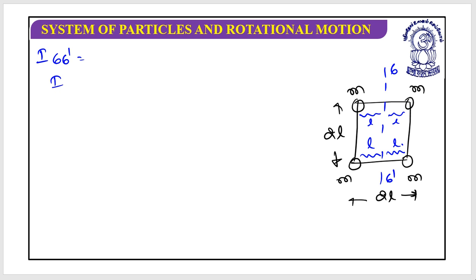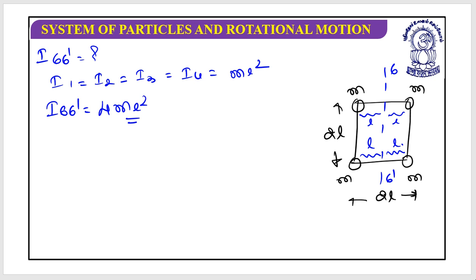So I1 equals I2 equals I3 equals I4, which is equal to m into L square. So this I6 dash is equal to mL square plus mL square plus mL square plus mL square. Yes, so this is equal to 4 mL square. That's it. You did it.